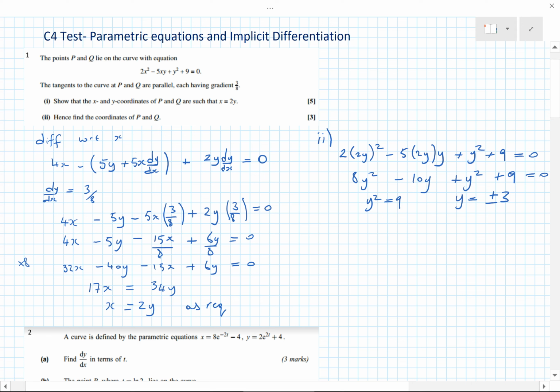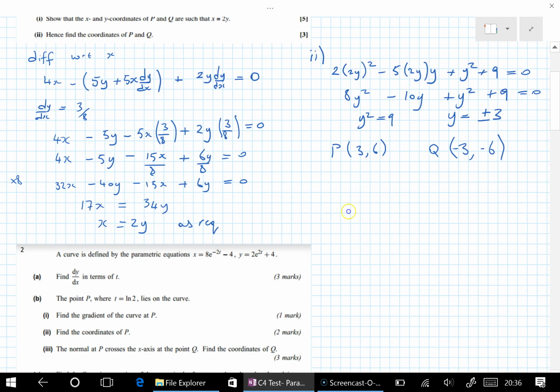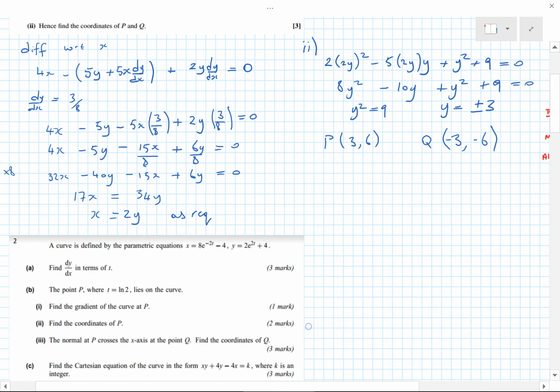So x is double y, so that's 6 and minus 6. So our 2 points are 3, 6, you can call them P, Q is fairly arbitrary which way we go with that, and minus 3, minus 6. Okay, that's that question done. Let's go on to the next question, which is a parametric equation question.